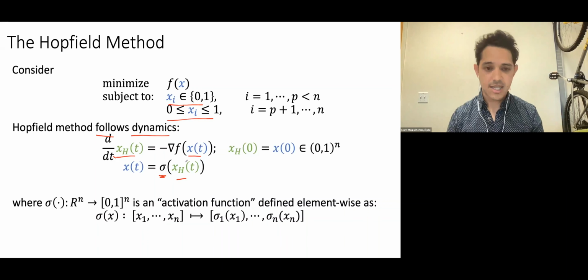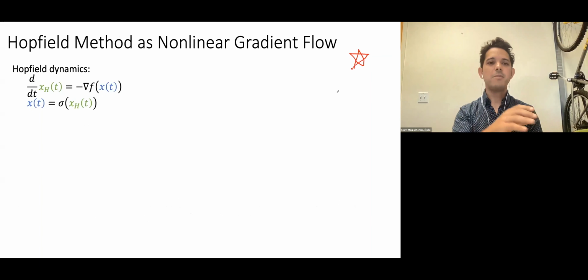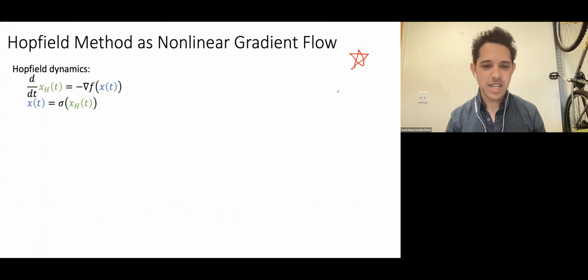And so that's now what I want to highlight here. And I'm going to write a star on the slide. That means it's important. You can ignore everything else. Pay attention to this slide, because this is an important point. So the Hopfield method turns out to be this nonlinear gradient flow.